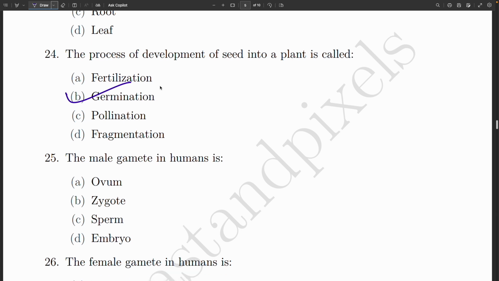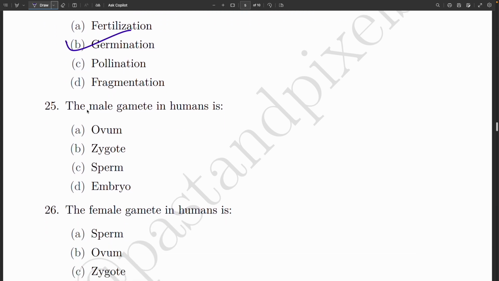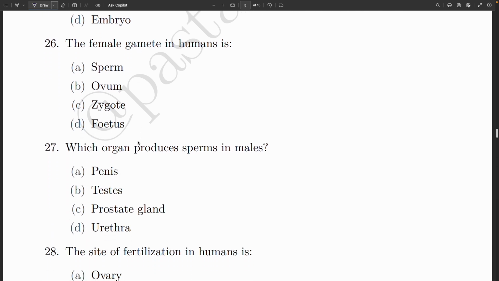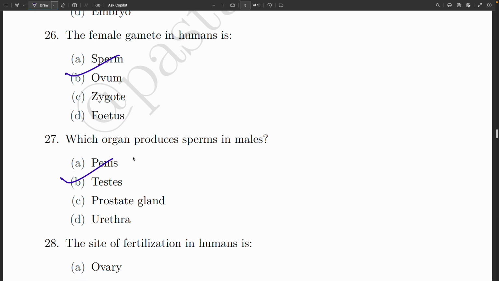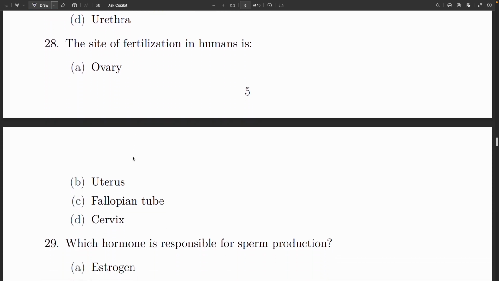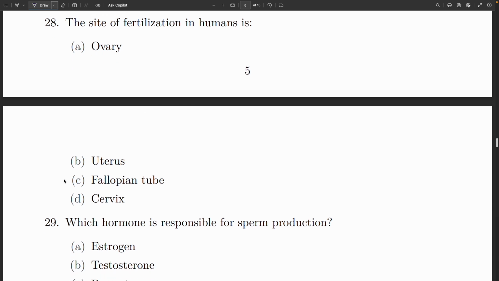The male gamete in humans is sperm. The female gamete in humans is ovum. Which organ produces sperm in males? Testes produce sperms in males. The site of fertilization in humans is the fallopian tube.